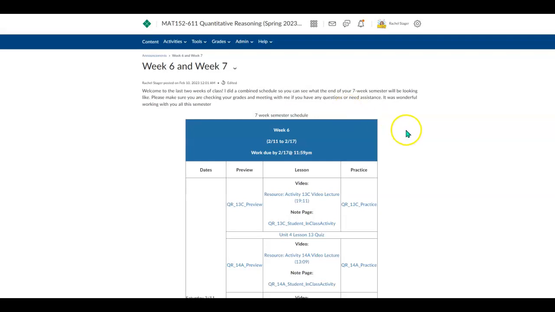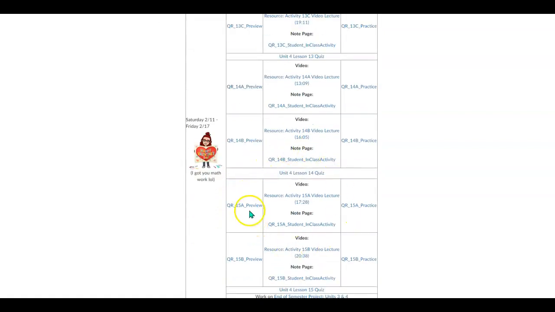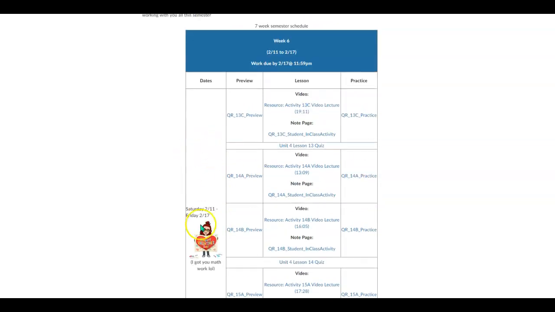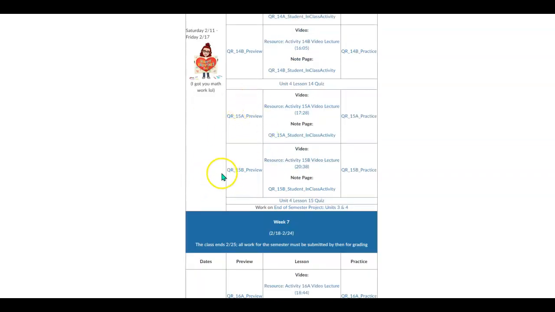So for week 6, it'll run from the 11th to the 17th. Everything will be due by Friday the 17th at 11:59. You are going to be working on Unit 4 with 13C, 14A, 14B. You have your lesson quizzes, which again have unlimited attempts, and then moving on to 15. I do need you working on your end of semester project, which you're going to be using the data from your mid-semester project to complete.